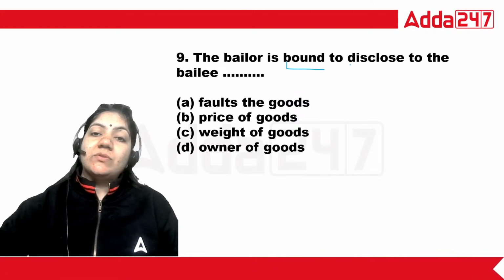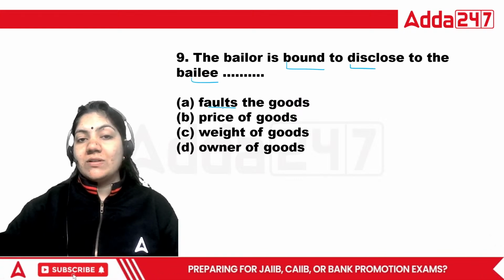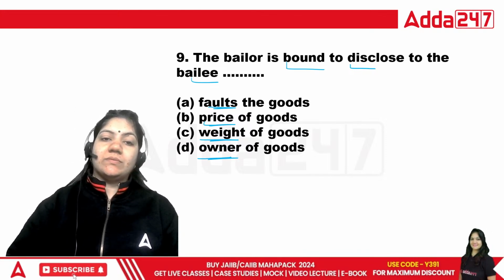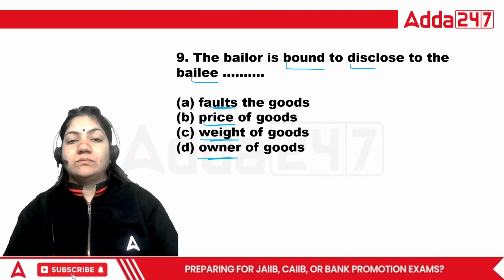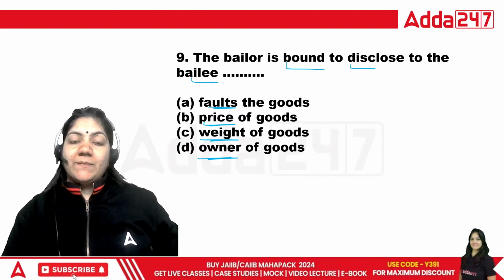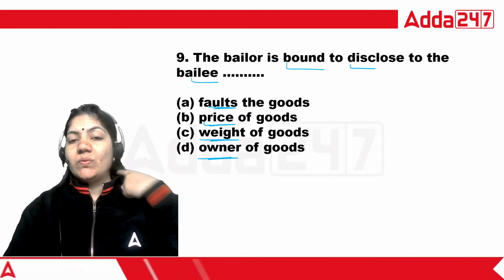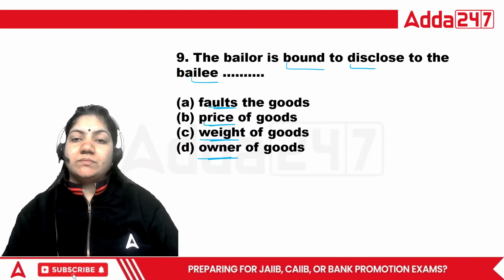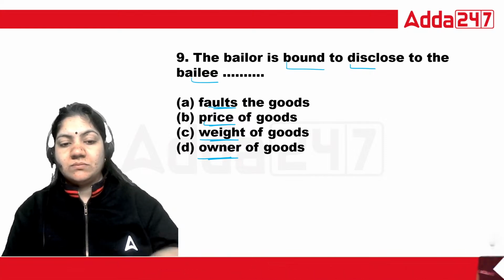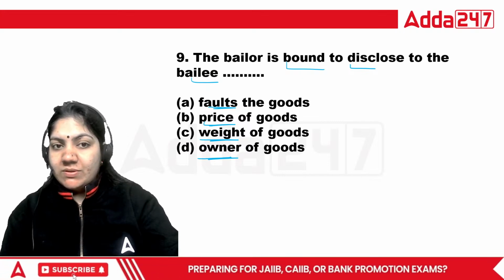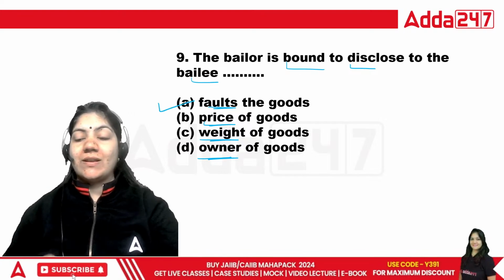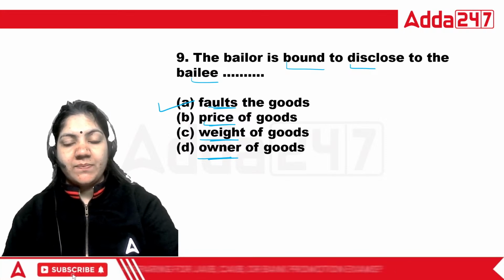The bailer is bound to disclose to the bailee faults of the goods, price of the goods, weight of goods, and the owner of goods. What is the right answer? The bailer is bound to disclose to the bailee that is basically the fault in the goods. So for the ninth one, A will be the right answer. Okay, next.